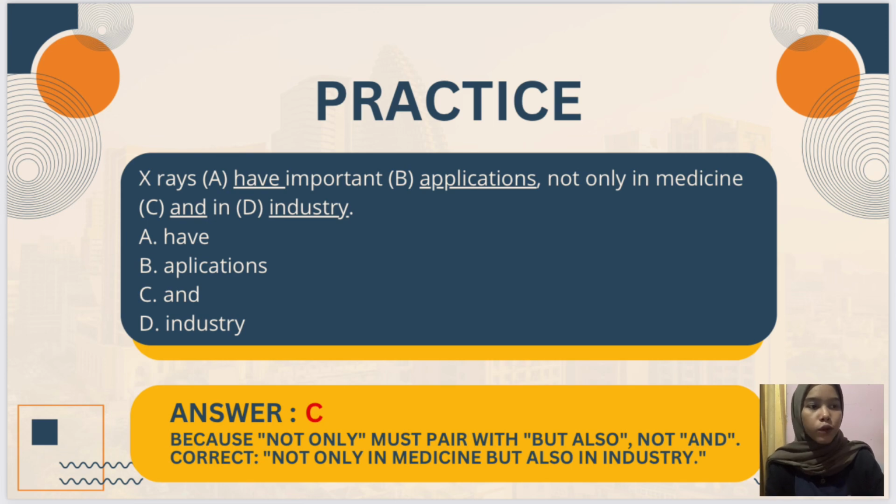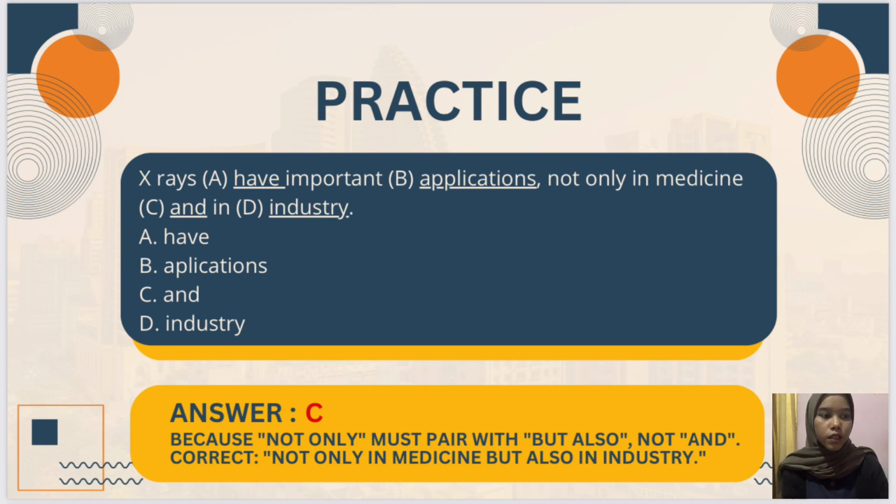Now let's practice together with me. The first question: X-rays have important applications not only in medicine and industry. So what do you think is the correct answer? Okay, so the correct answer is C. Not only must pair with but also, not and. So the correct sentence is supposed to be not only in medicine but also in industry. So the correct answer is C.